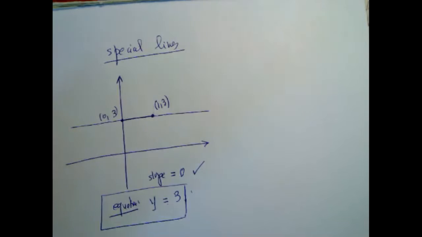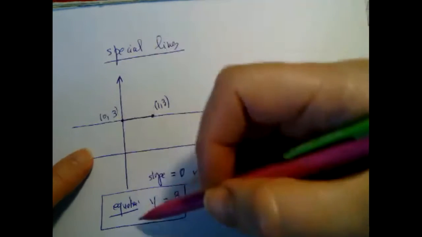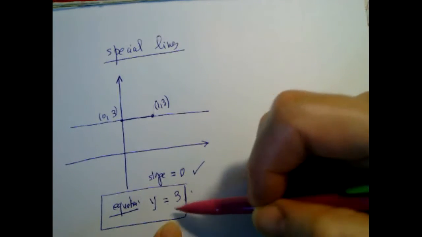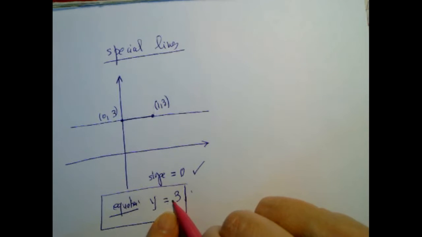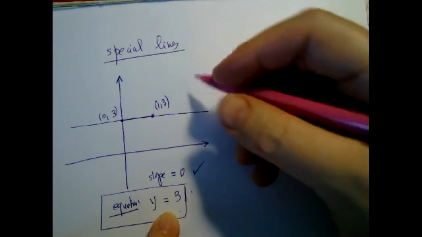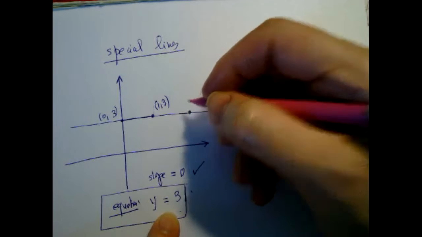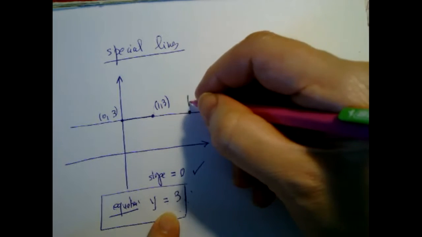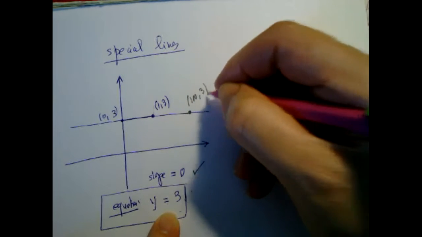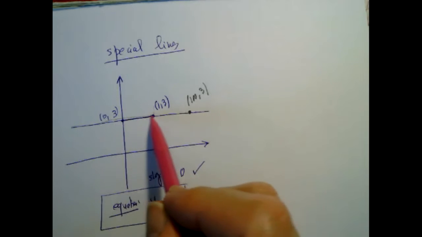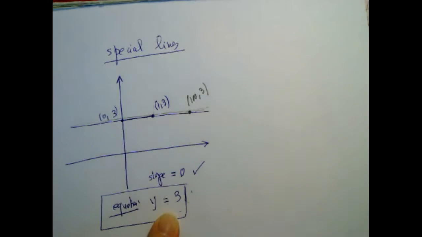Equation y equal to 3. And this makes sense. What does the equation y equal to 3 mean? It means no matter what x is, y is 3. I'm looking for the line that has the property that no matter what x is, if x is 100, then y is 3. So all the points will have to be located on a horizontal line.